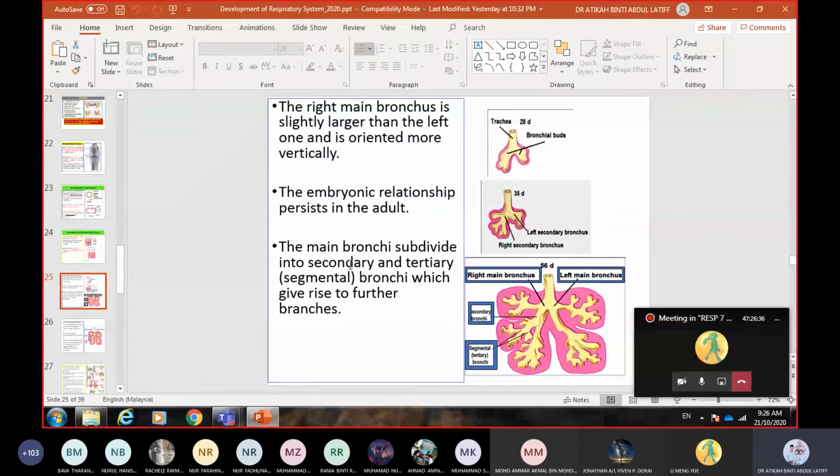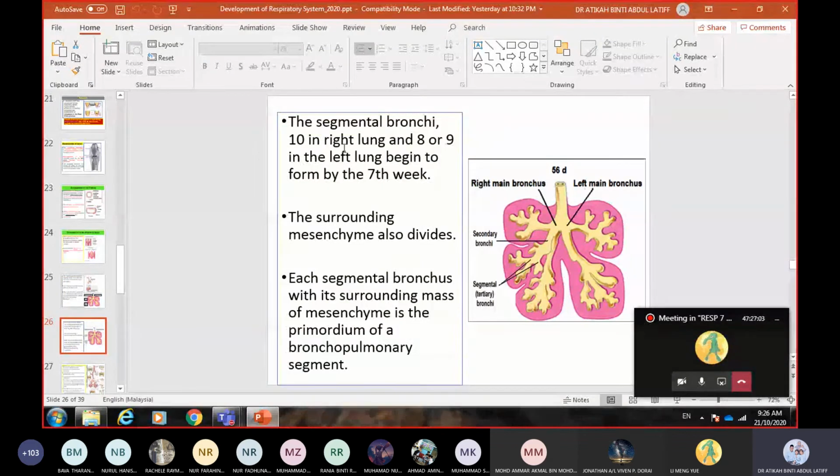Okay, the main bronchi then subdivide into secondary and tertiary bronchi, which give rise to further branches. So basically from the lung buds forming right and left main bronchus, from the right main bronchus there are 3 branches forming the secondary bronchi, 2 on the left, and then forming more segmental or tertiary bronchi. So during the 7th week, about 10 segmental bronchi are formed in the right lung, and on the left, usually about 8 or 9, slightly less.